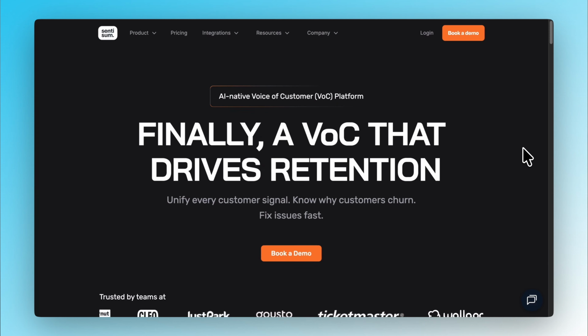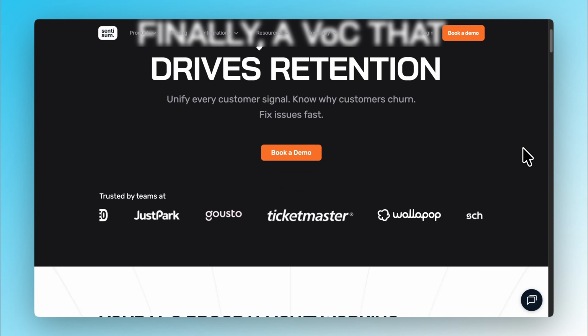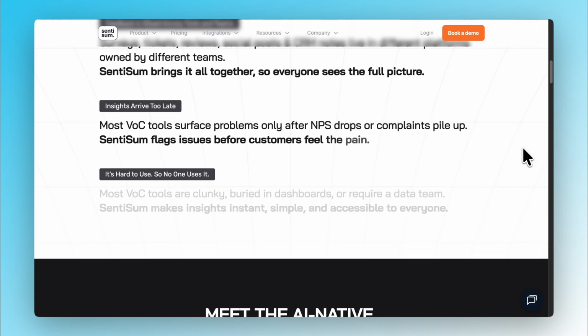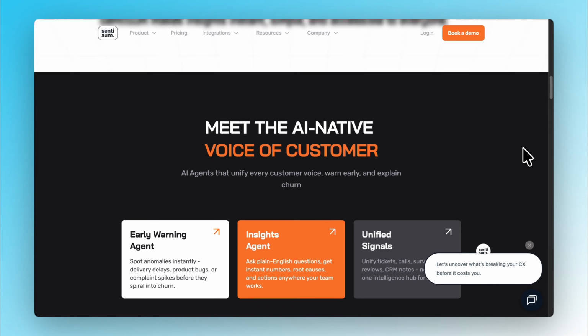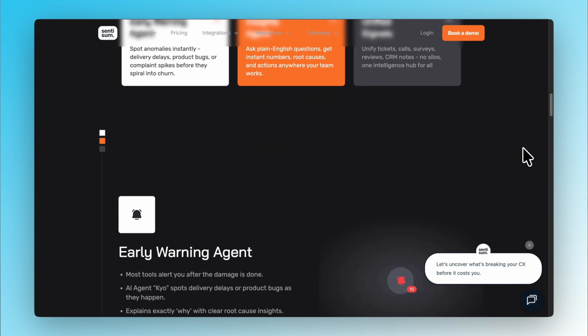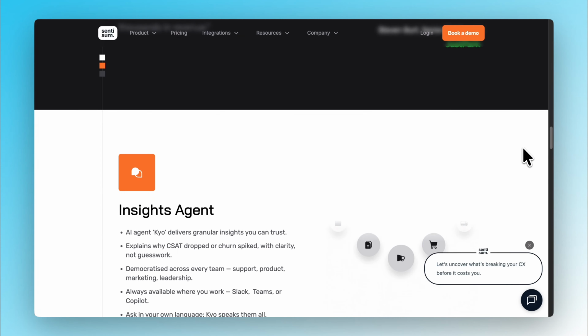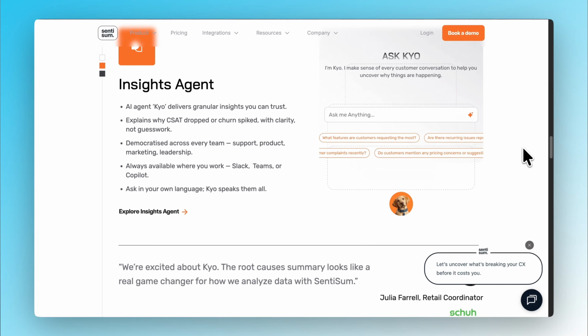SentiSum. If you're looking for a more focused tool which is built specifically for analyzing support conversations and tickets at scale, SentiSum could be a great choice. SentiSum's strength lies in understanding why customers are contacting support. It's designed for teams dealing with high volumes of tickets, chats, and help desk data where manually reading conversations is unrealistic and traditional reporting doesn't surface real drivers.